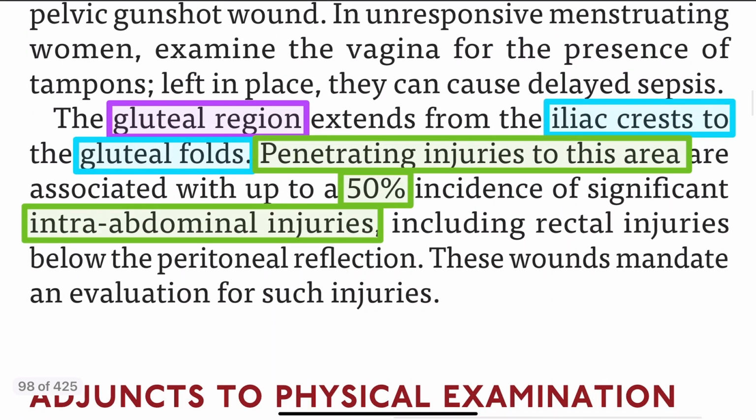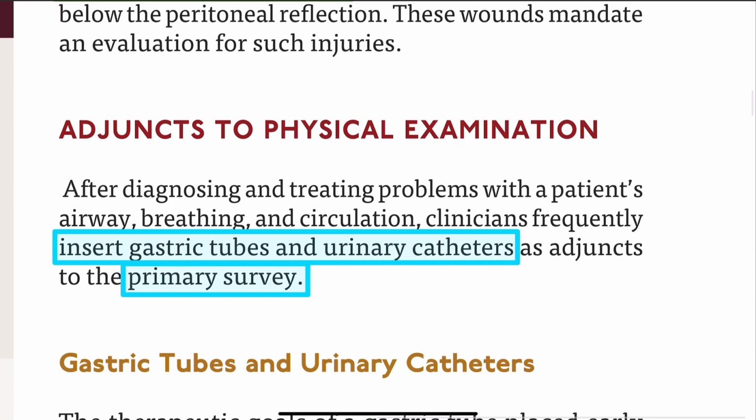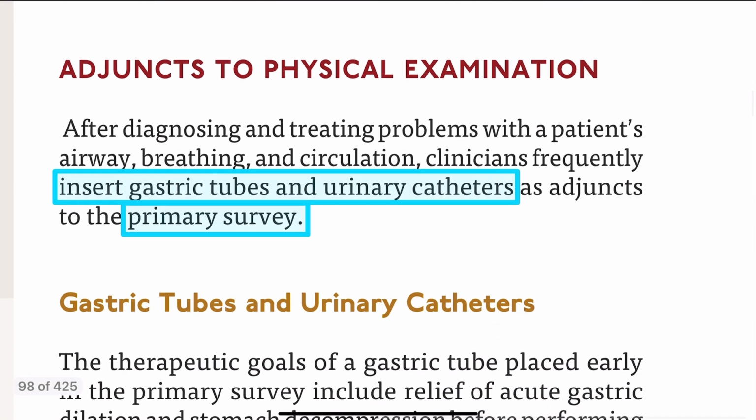Now what is the gluteal region? Iliac crest to gluteal fold is known as the gluteal region. Any penetrating injury to this area carries a 50% incidence of intra-abdominal injury. Adjuncts to physical examination, like inserting gastric and urinary catheters, can be part of the primary survey. They can ask: urinary catheter and gastric tubing are done under the primary survey only.